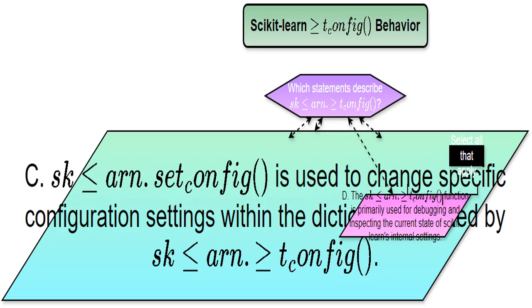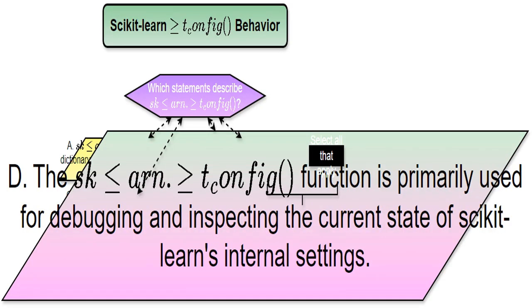This statement is also false. Incorrect. You don't modify the dictionary returned by get_config. Instead, you use set_config to directly change the settings. This is true. That's right. It is very useful when debugging. It lets you see what's going on behind the scenes in scikit-learn.